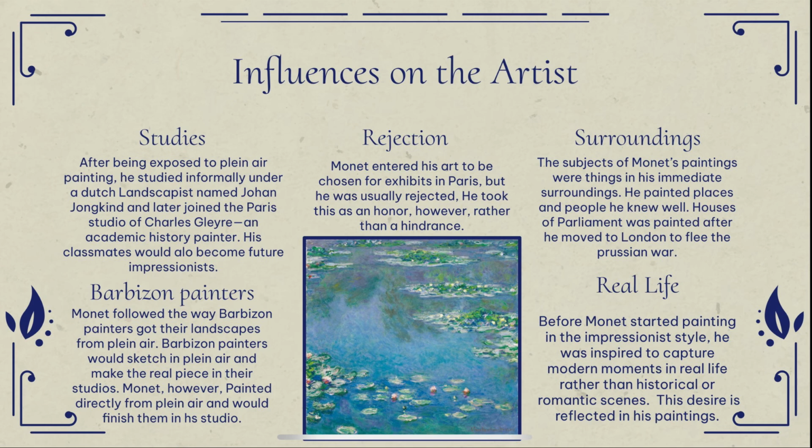His surroundings were another big influence on his art. The subjects of Monet's paintings were usually his immediate surroundings. He painted places and people he knew well. Houses of Parliament was painted after he moved to London to flee the Prussian War.